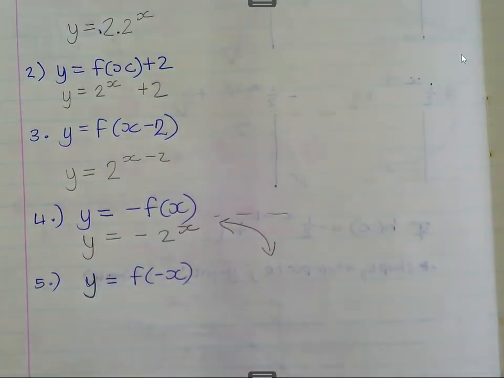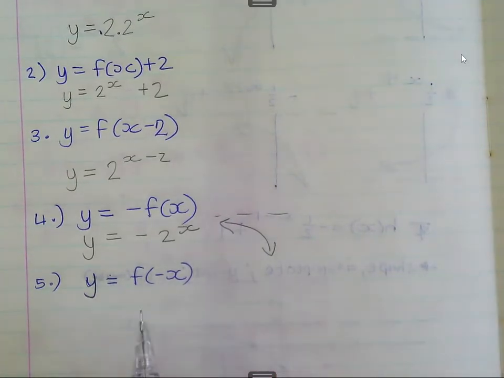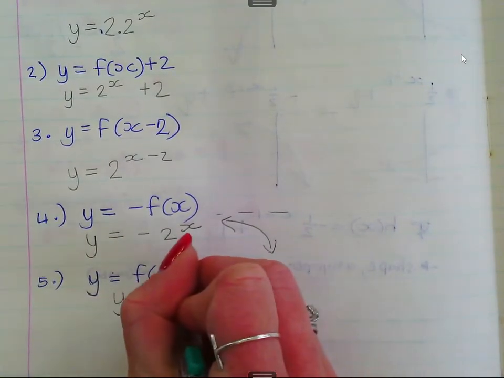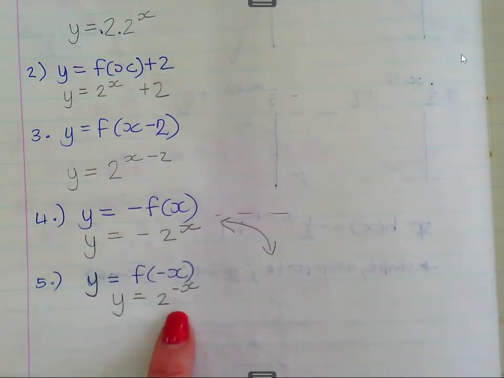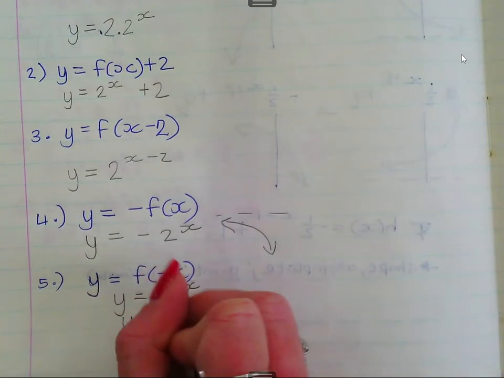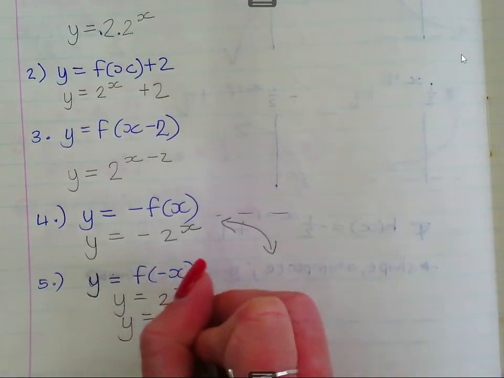What will this one be? Negative x. So that negative belongs only to the x. So I've got y equal to 2 to the power of negative x. Is that in its simplest form? What is it? Y equal to a half to the power of x.